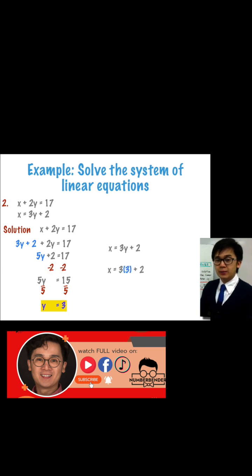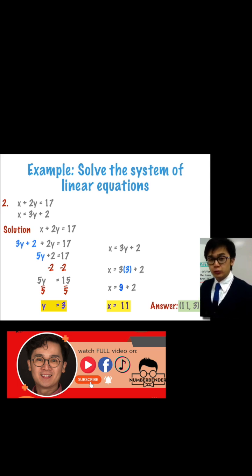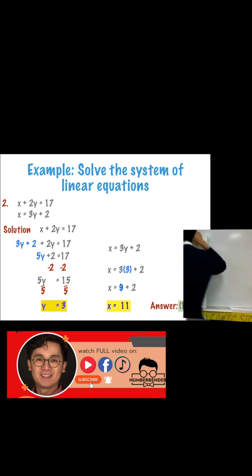And by simplifying our expression, x will be equal to 11. So the solution of our linear system will be 11 and 3. And that's how we use the substitution method in solving a linear system. Now let's have our third example.